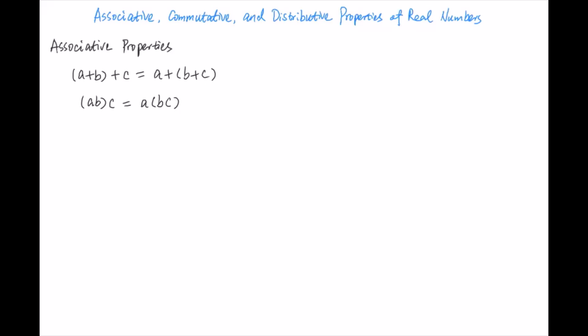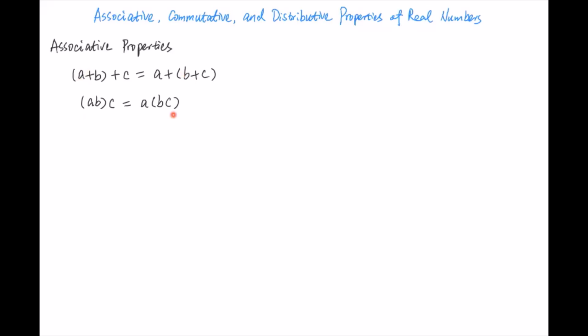For the addition or multiplication of any three real numbers, the grouping or association of the numbers does not affect the results. So right here, you can see the first equation. This is the addition of three real numbers, A, B, C. If we group A and B, or group B and C, the result is the same.